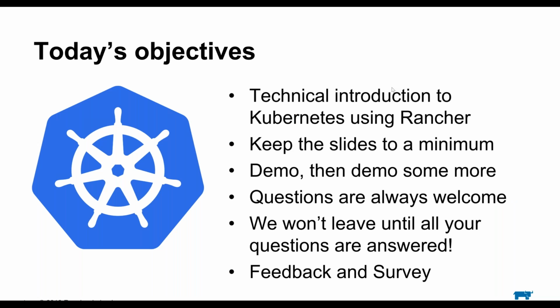Today's objectives, what we hope you get from this training: we really want to give you a solid technical introduction to Kubernetes using Rancher. We will go over Kubernetes concepts, Kubernetes fundamentals, components of Kubernetes, and we'll do a lot of demoing. We do have slides to help you understand the concepts of Kubernetes using Rancher, but we will mainly and hopefully do a ton of demoing so you can see how it all works and how it all fits together. Please ask questions.